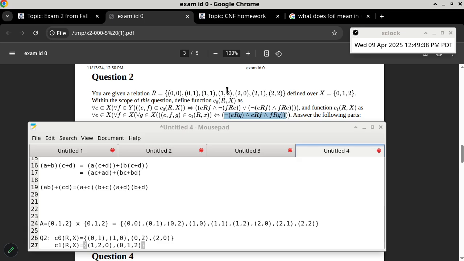So you can look for some other ones. Let me look for one that is not going to meet this requirement. Oh, here's one. 2, 0 is here. 0, 1 is here. But 2, 1 is also here. So that means 2, 0, 1 does not meet this requirement, and therefore it is not a member of the set returned by C1. So is that working? Okay, all right.